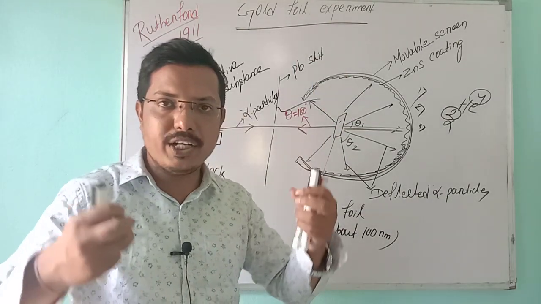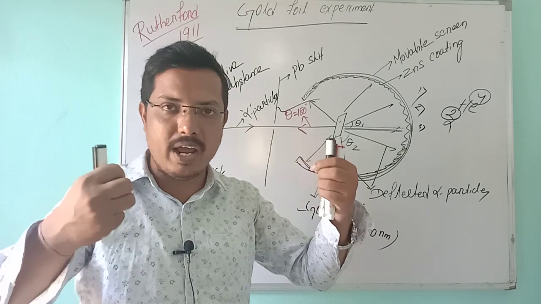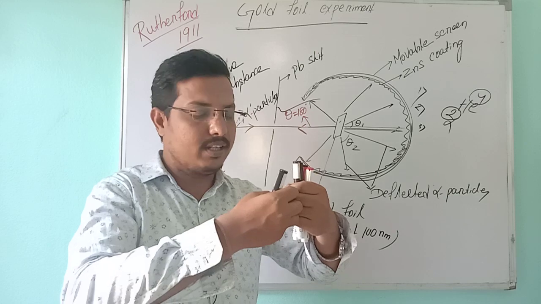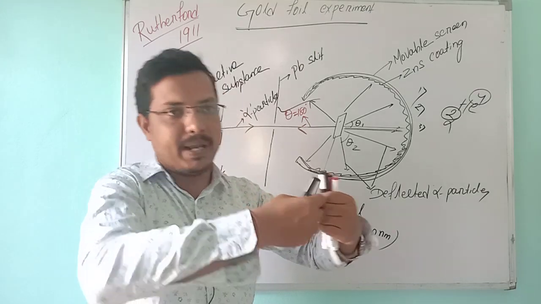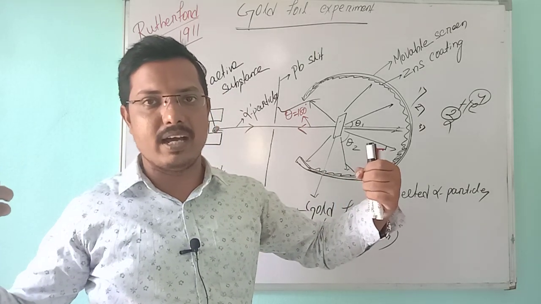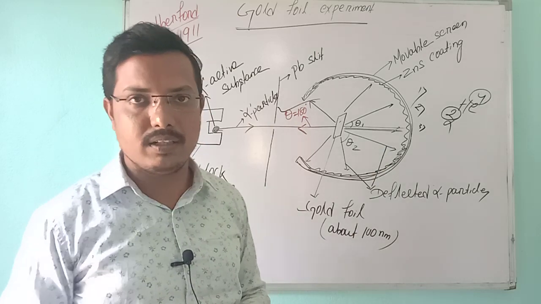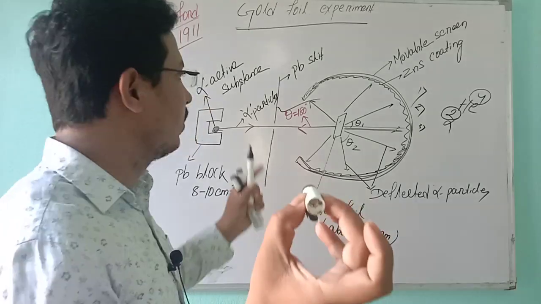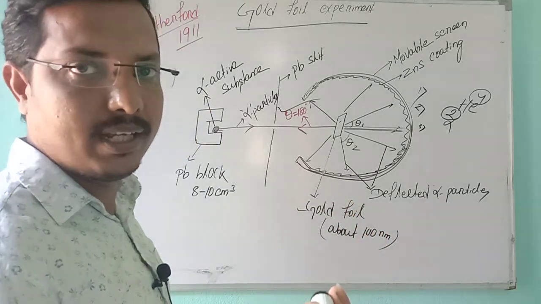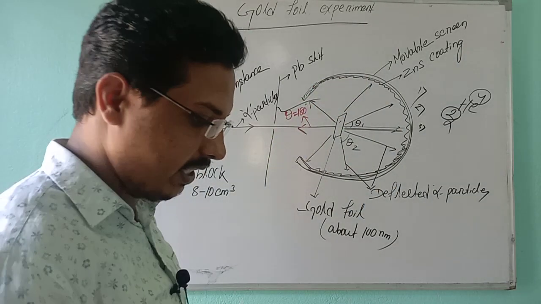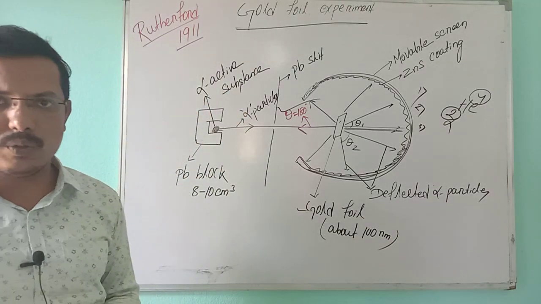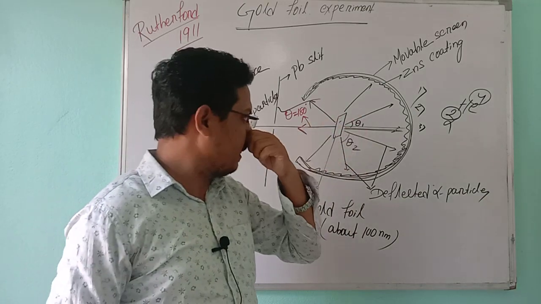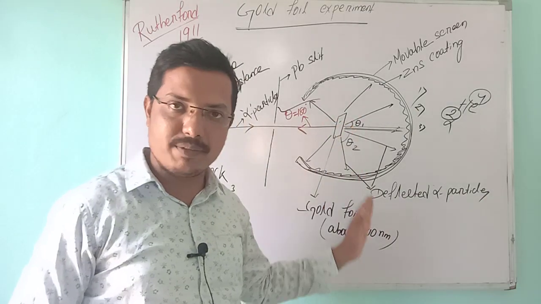That means when two heavier bodies collide with each other, one is repelled back by making an angle of 180 degrees. Let's see, if you throw this cap at the wall, what will happen? It will be returned back. It will return. Okay.